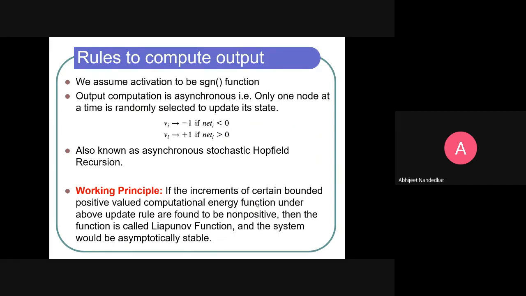Now this network has a special rule to compute its output. It's not like our earlier network, where you feed some input and calculate the output directly. That is not the case here. Now we will see how we can compute output. It has a special method to compute output that is called asynchronous output calculation.